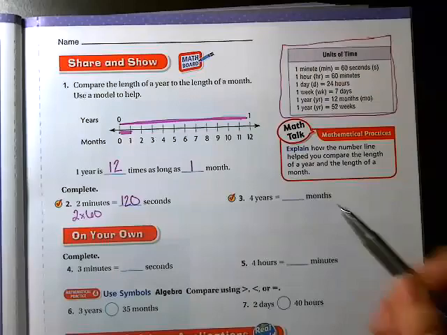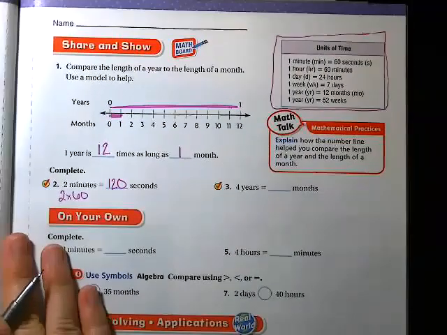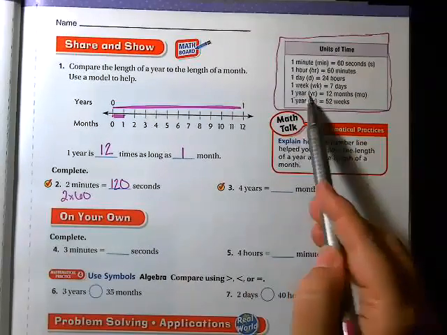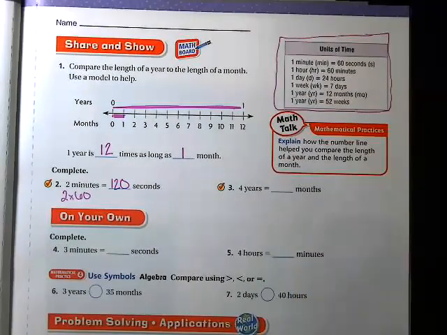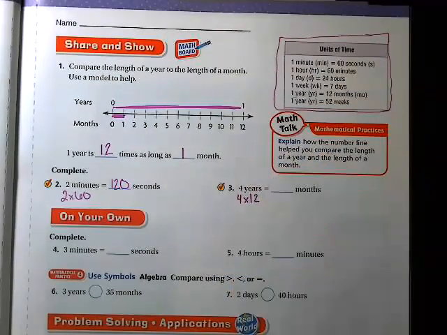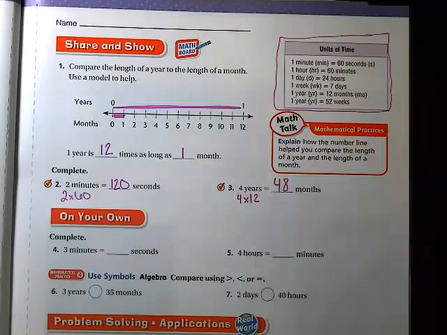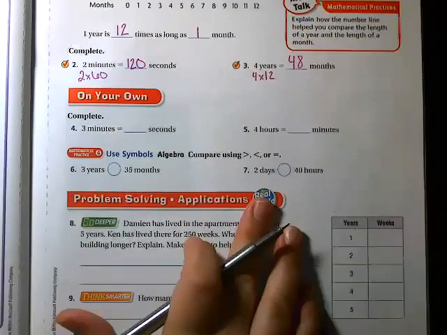Okay, our next one says 4 years is equal to how many months? Remember that in 1 year, there are 12 months, so that's what we should be multiplying by. 4 times 12. What is 4 times 12? Good, 48.